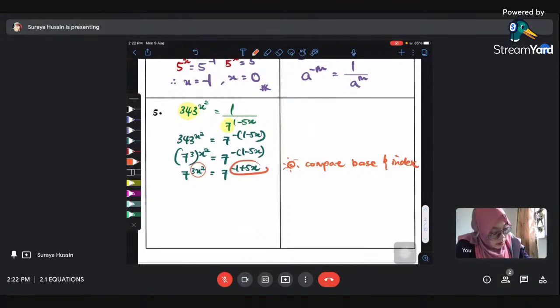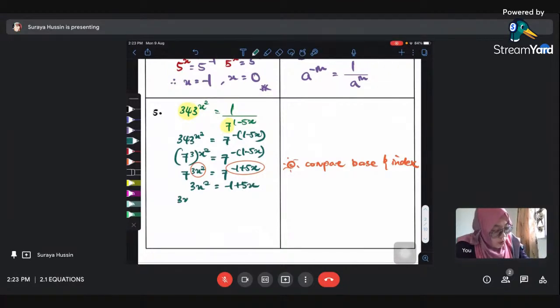I'll just buat bulatan dekat sini. Compare it, I will get 3x squared is equals to -1. Equal tu jangan, equal tu biar situ. Jangan kacau dia, okay? It's just that. Left hand side, right hand side. So right hand side kita ada -1 plus 5x.